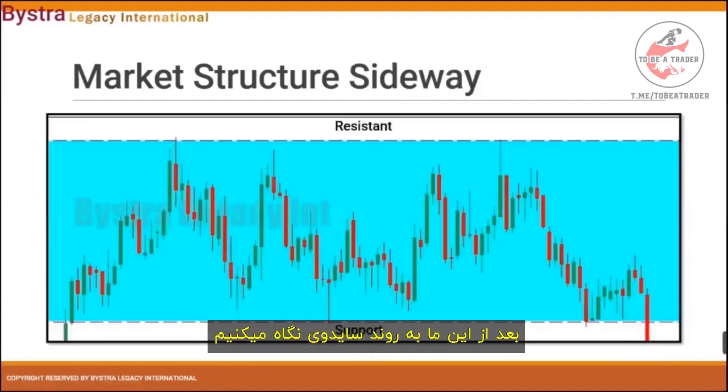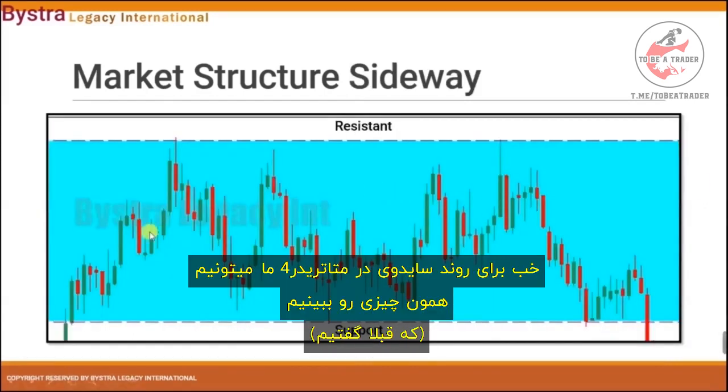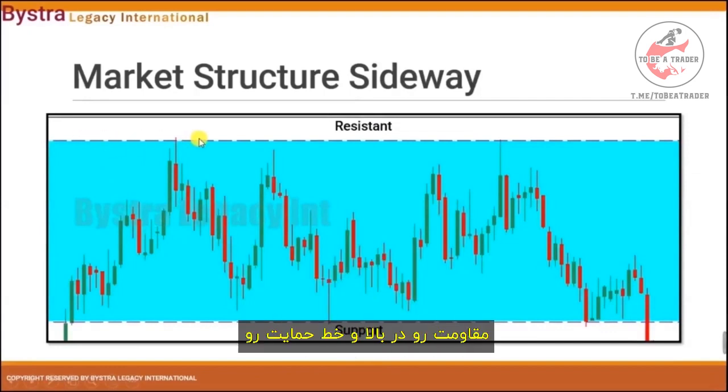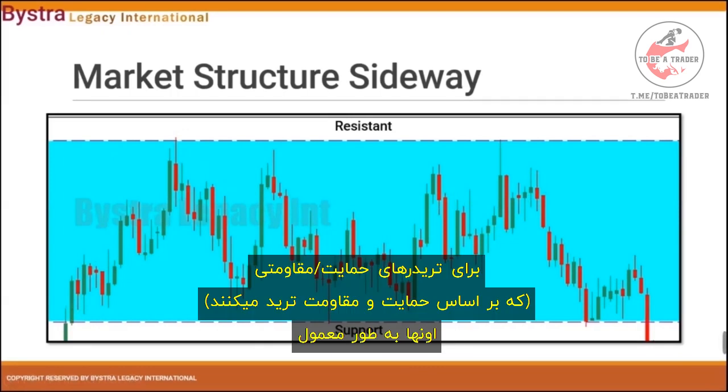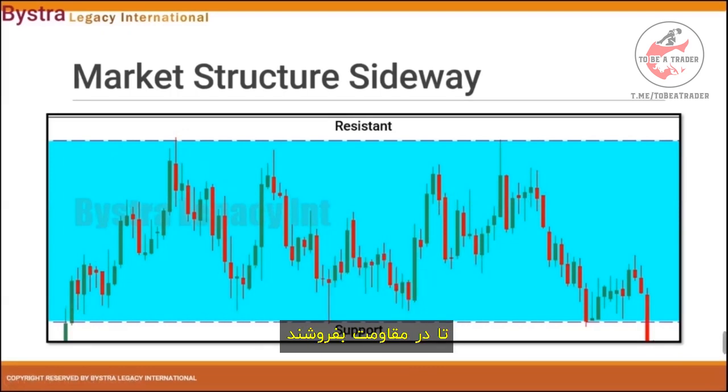Next, we look at the sideways. So sideways in the MT4 chart, we can see that same thing. If you mark the resistance at the top and the support line at the bottom, and price is only zigzag moving in this zone. So for SNR traders, normally they will take this opportunity to sell at the resistance and buy at the support.